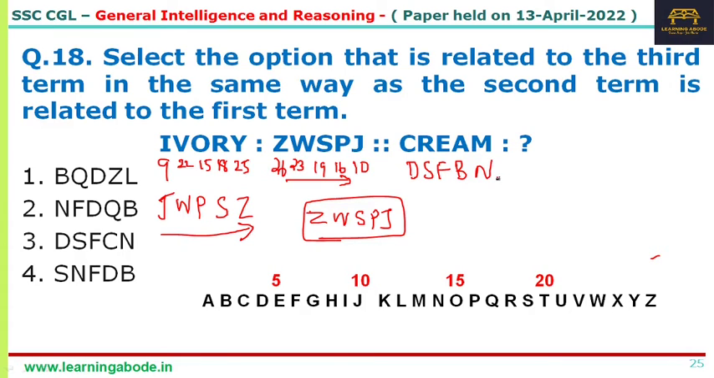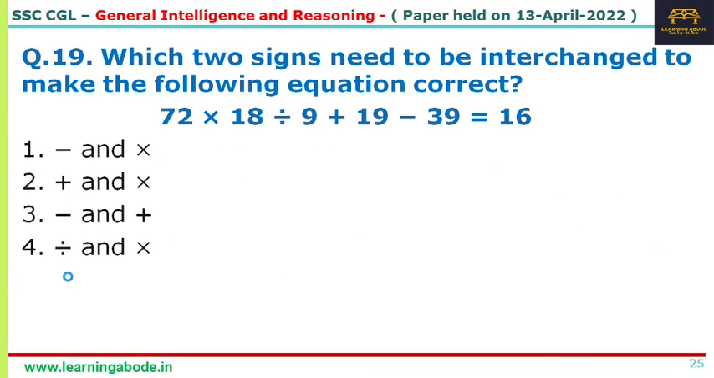Now this, if you go for sorting it in the order, okay, so you get S, and then N, then F, D and then B. Answer option 4. Question number 18, answer option 4 is the right answer.